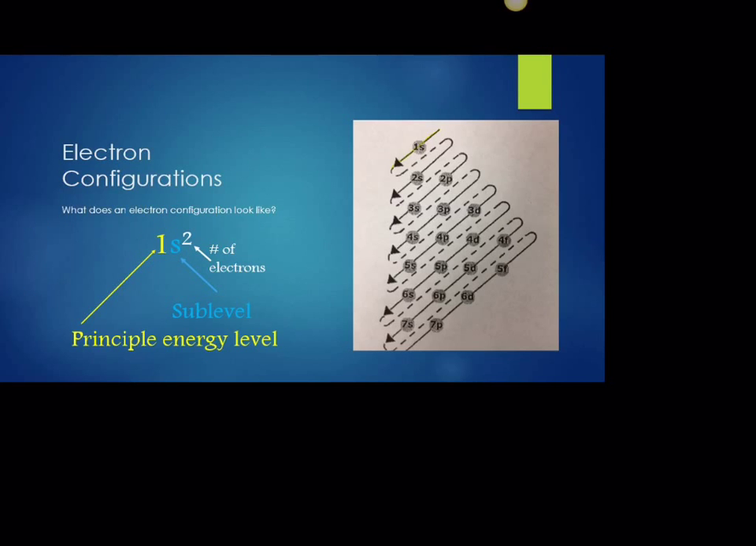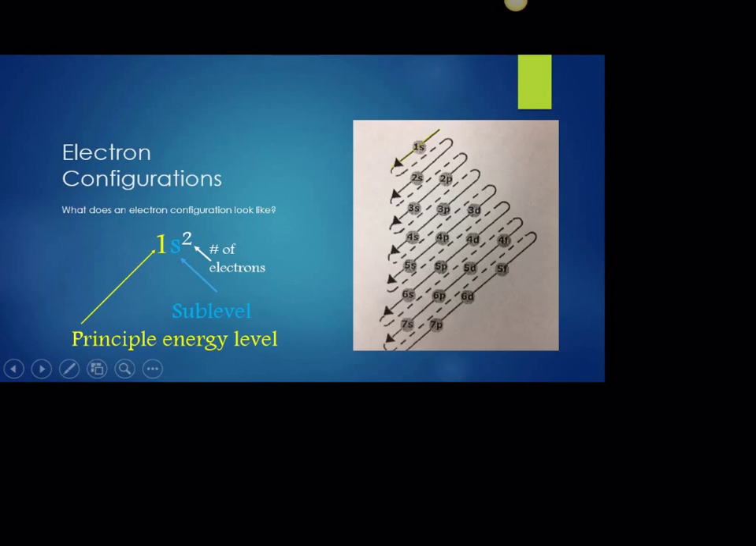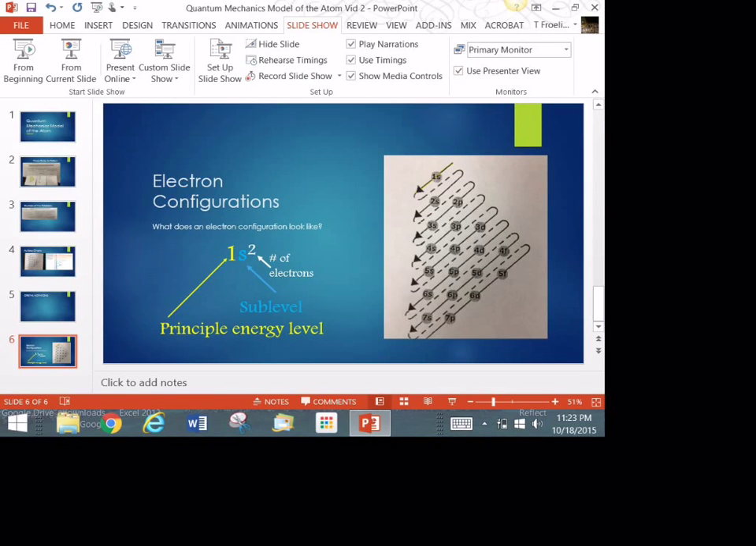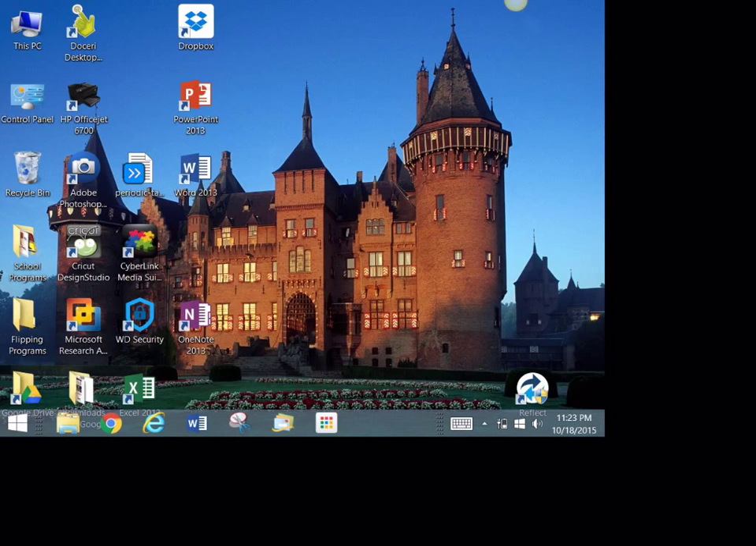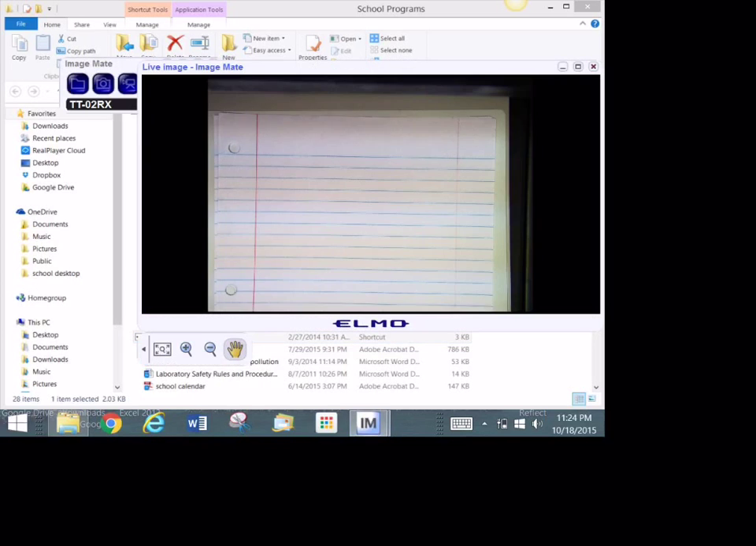I'm going to switch to my Elmo, so give me just a minute to get out of this thing. Let's end this. I'm getting out of, don't save any of those. And let me get to my Elmo. Alright, great.